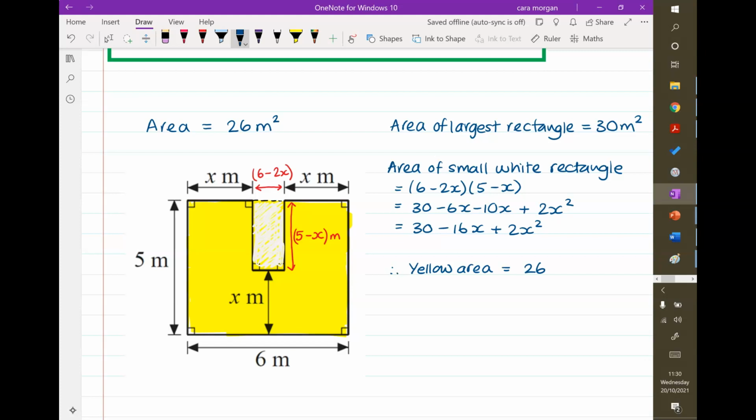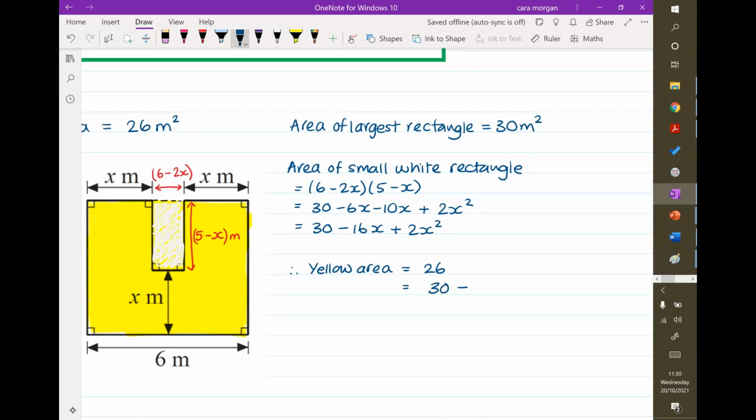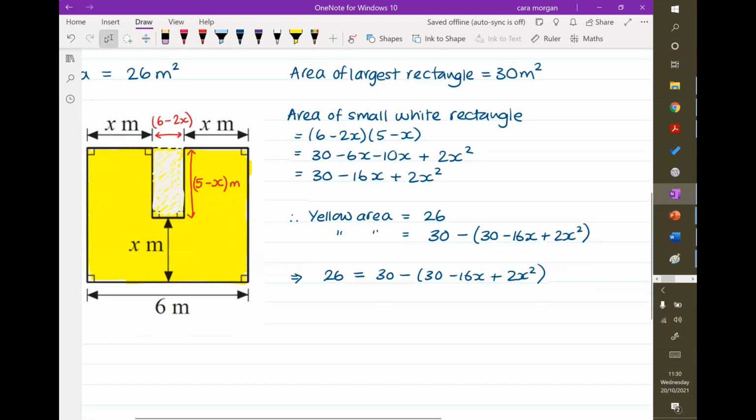Therefore, my yellow area, which is what I was given to start with, is going to be 26 metres squared. Aha, yes it is. But also my yellow area is going to be the large area subtract the area of the small white rectangle. So I actually have 2 ways of expressing the yellow area, which therefore implies that 26 must equal 30 subtract (30 minus 16x plus 2x squared). So I have formed an equation. I've got to find out what the value of x is, so that's a good thing.